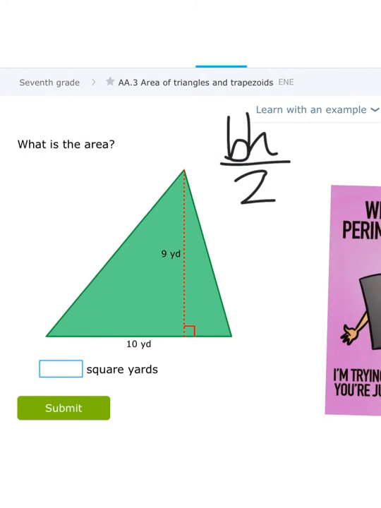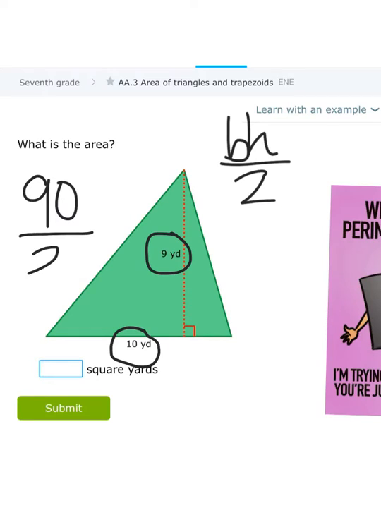Anyways, today we're going to be doing area of triangles and trapezoids. So I wrote the formula here. For a triangle, you do the base times the height divided by 2. So I have 10 times 9, which would be 90, divided by 2. You could do the math out or use a calculator, and what you would get is 45 square yards.